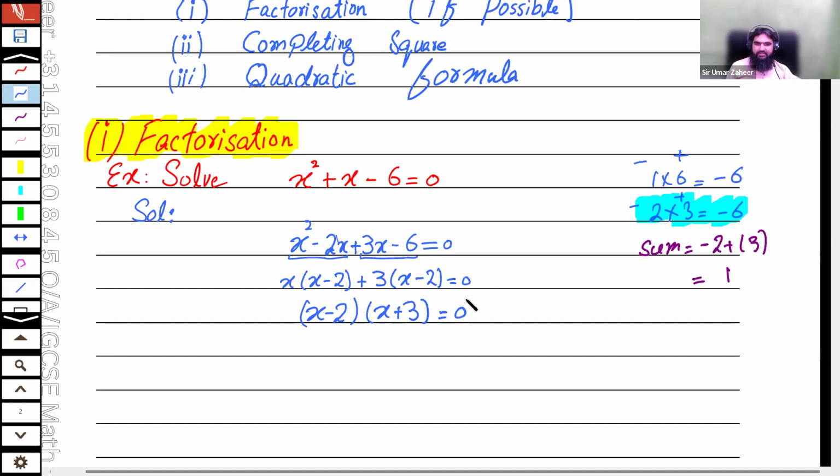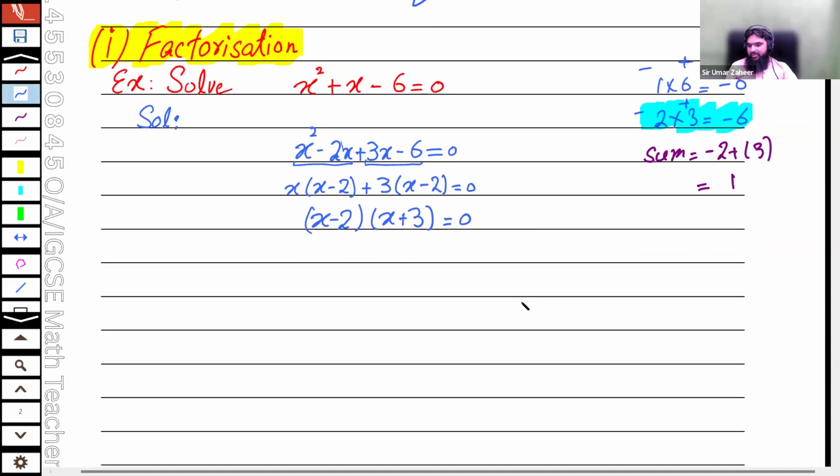Yes, everyone, any questions? No, sir. When we have done the expansion and factorization, we already know how to do the factorization. So we have factorized it. Now here we are going to use the zero product property.